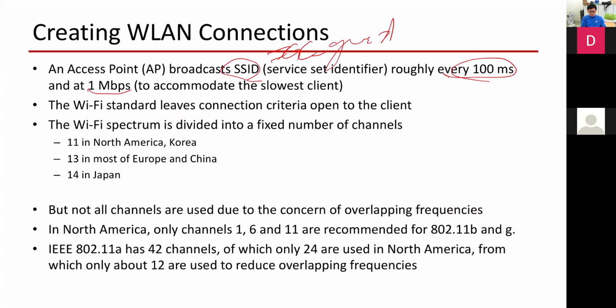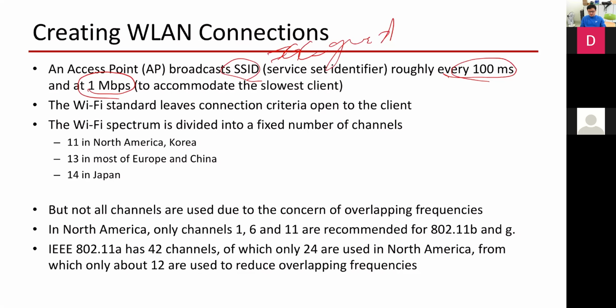They send it at 1 Mbps. Why? Because from the very poor performance Wi-Fi device to the fancy one, we have to fit the poorest performance so everyone has the same opportunity to connect. If I broadcast my ID at the fastest speed, the poor device cannot hear it because it doesn't have the ability. So we have to broadcast in the slowest manner, then every Wi-Fi device can hear your existence. The Wi-Fi standard leaves the connection criteria open to the client. Here I am, and I want to connect to IGC guest. How can I do it? There's a step-by-step. First, I need to know the existence of the AP, then I can connect.